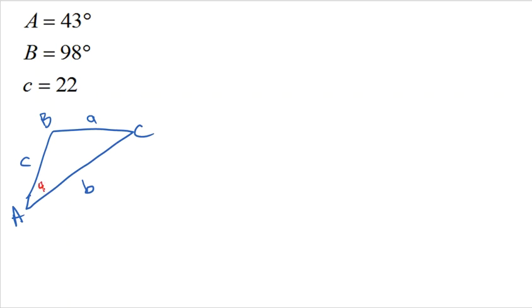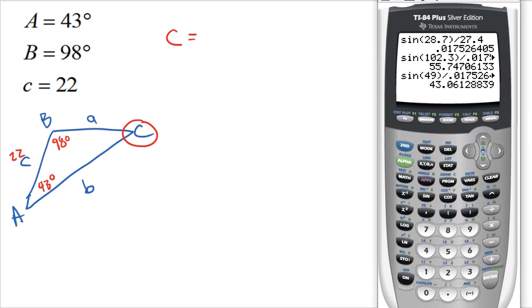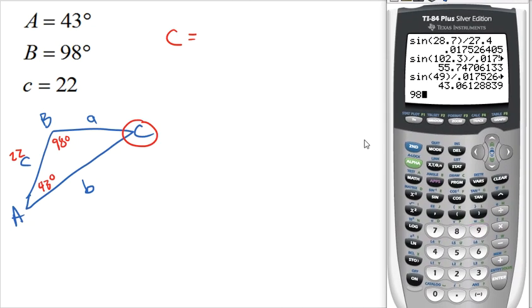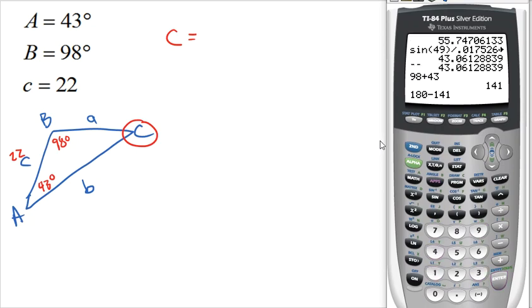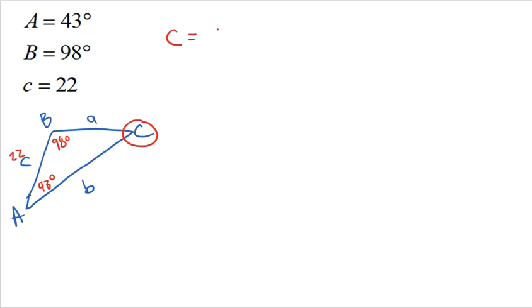I'm given angle A is 43 degrees. I'm given angle B is 98 degrees. And I'm given little c is 22. Now, the problem is that to use the law of sines, I need to know both B's, both A's, or both C's. But I do know angle C because I can use geometry, not trigonometry, to quickly find angle C. All I've got to do is take 98 plus 43, add the two angles we have so far, and then do 180 minus that, and now I get that angle C is 39 degrees.